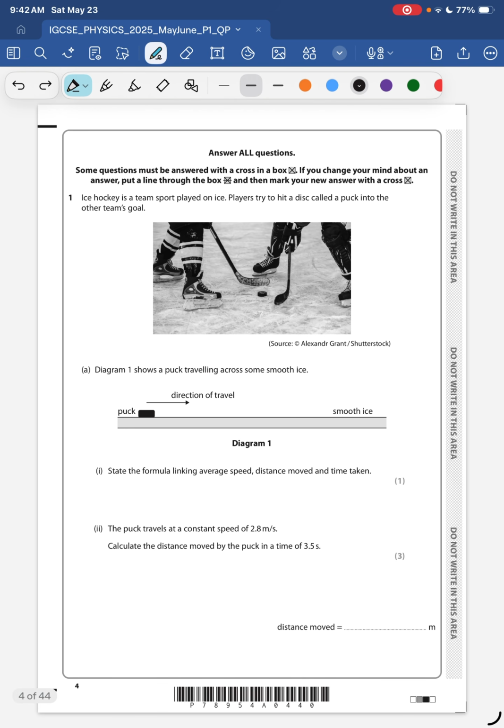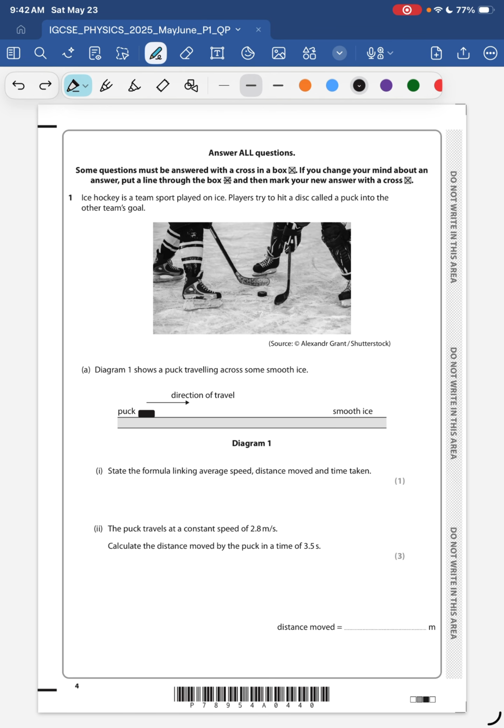So let's dive in with question one. Ice hockey is a team sport played on ice. Players try to hit a disc called a puck into the other team's goal. Let me know in the comments if anybody ever played hockey, by the way. It seems really hard for me.